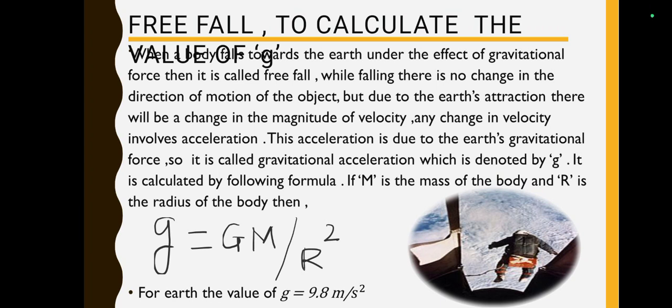And for earth, the value of small g, that is the gravitational acceleration on earth, is 9.8 meter per second square. If the same data is calculated for the moon, then the gravitational acceleration on the moon will be 1.63 meter per second square.